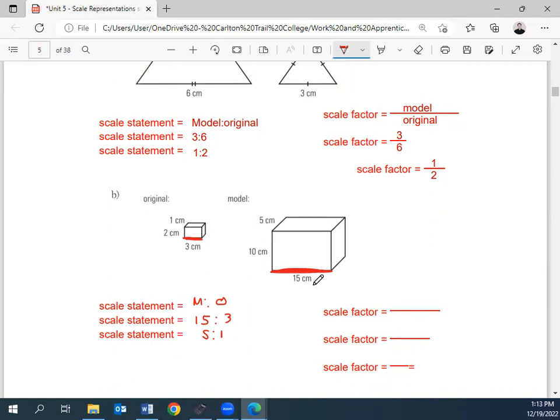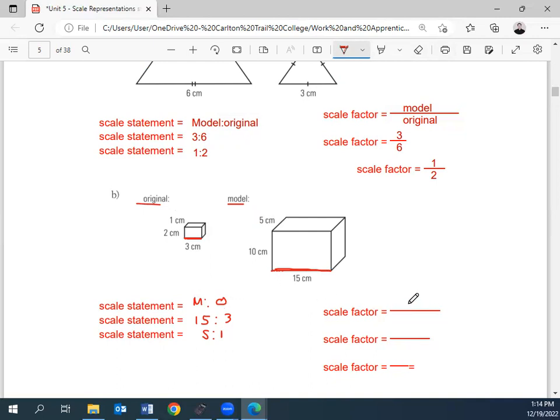Oh, I just took the same line on each of them. So I took the bottom line on each of them in this case. This line right here is 3 centimeters, right? And then this line over here is 15. So it's the same line on each rectangle. This is my model. This is my original. So if it's model to original, it's 15 to 3. That makes sense? Yeah.